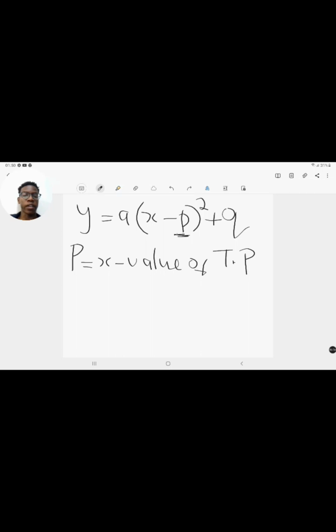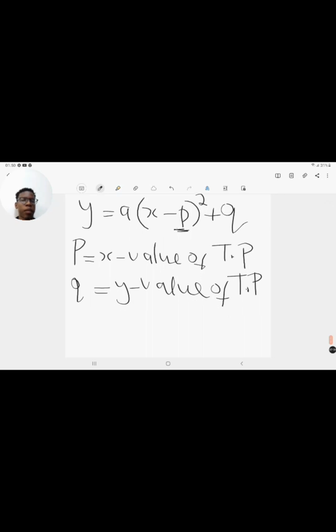And then this q, you probably can guess what it is. The q represents the y value of your turning point. So this is the advantage of writing your quadratic equation in this form. You can immediately tell what your turning point is, instead of having to calculate it. And by the way, I should explain to you how to calculate the turning point. I will do that in either this video or one of the subsequent videos that I'm going to make.